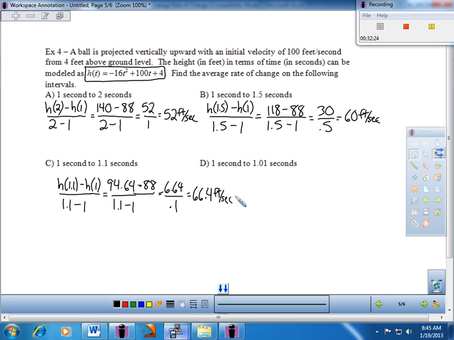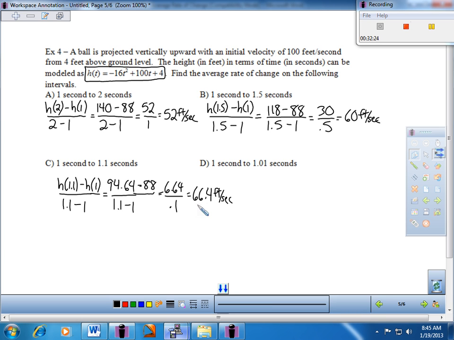Okay, good. Everyone all right with that piece? What I'm going to do is close that interval further and further and further. So in that tenth of a second, again, it doesn't say the ball is traveling 66.4 feet per second all the way through that interval. All it's saying is on average, that's how fast the ball is traveling.